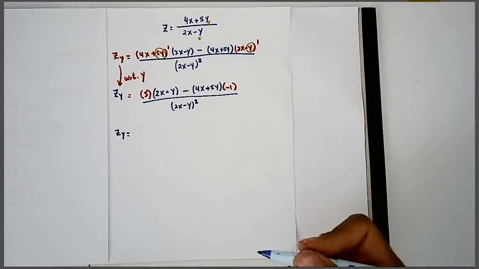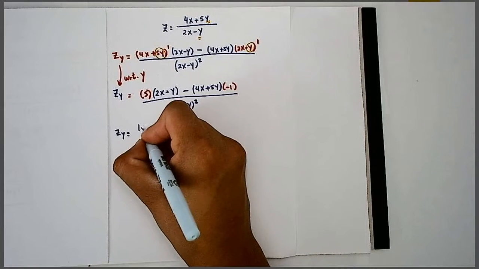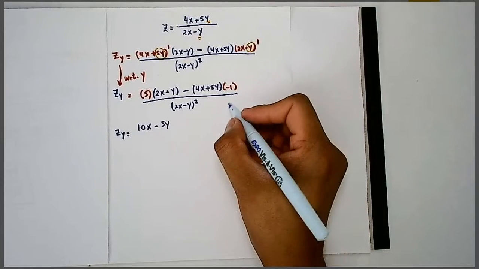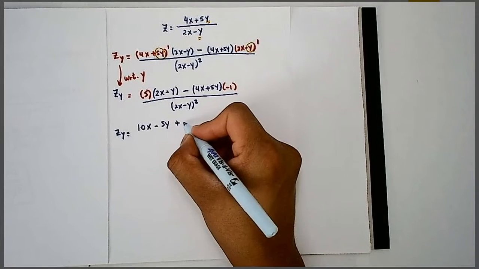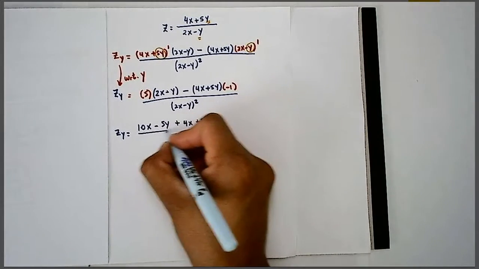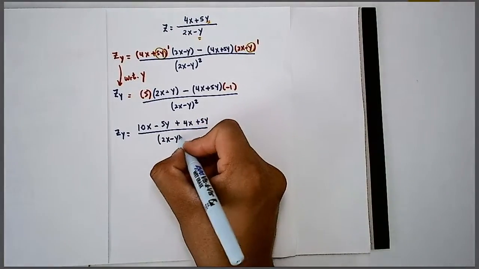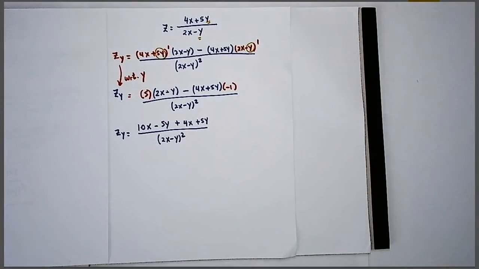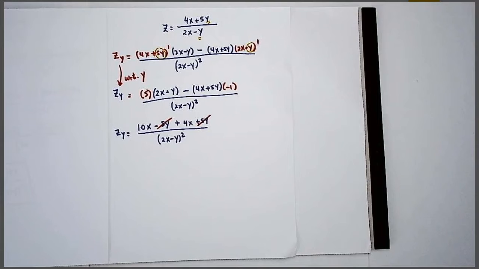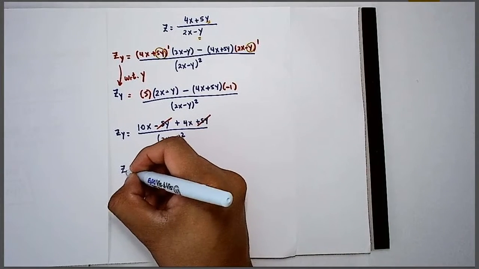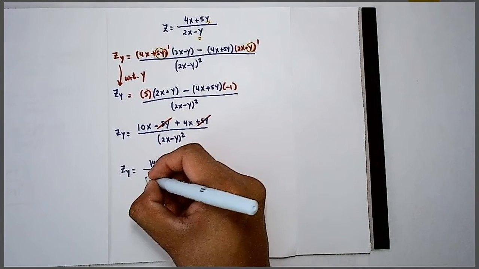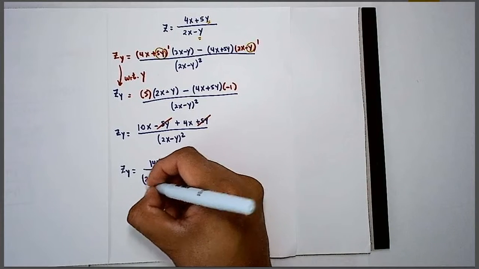Now we just need to simplify a little bit. So this is 10x minus 5y plus 4x plus 5y. Here we can cancel minus 5y plus 5y. So the derivative of z with respect to y is 14x divided by 2x minus y squared.